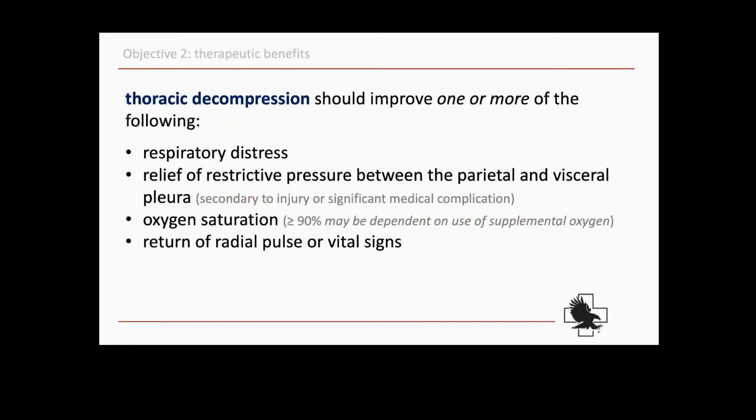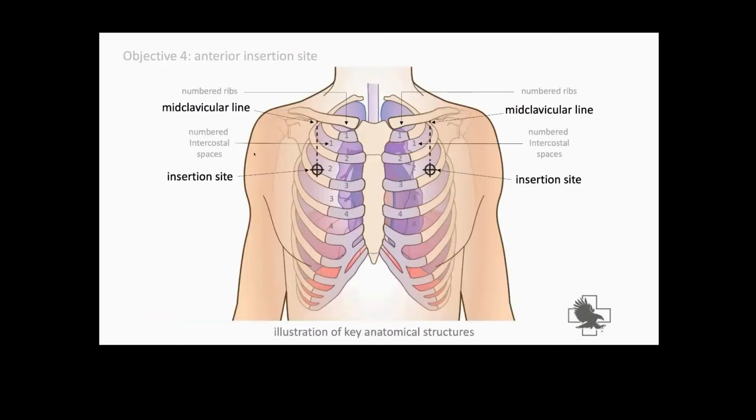And in general, the signs that we're looking for, just to review, with successful placement and relief of a tension pneumothorax would be a decrease in respiratory distress, or relief of said pressure or shortness of breath, an improvement in oxygen saturation, as well as improvement in vital signs.